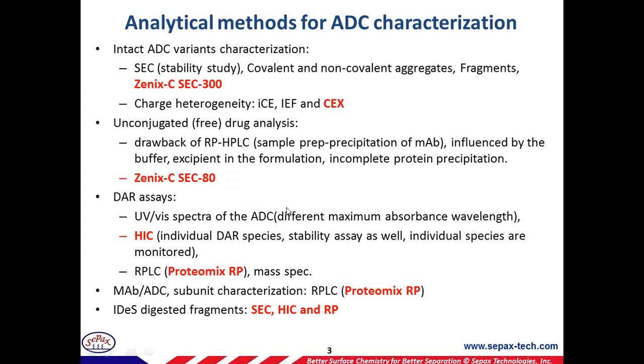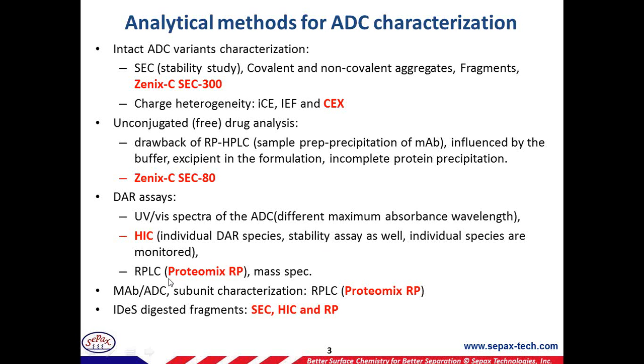As we mentioned, you have many drugs attached to the monoclonal antibodies, so the drug-antibody ratio assay is very important to determine the average DAR and also the DAR distribution. For the average DAR, there are UV-Vis spectra methods for ADCs using different maximum absorbance wavelengths for the drug and the antibody. In our presentation, we'll be talking about hydrophobic interaction chromatography for individual DAR species analysis and also the average DAR calculations. And this can also be applied to the stability assays of those ADCs.